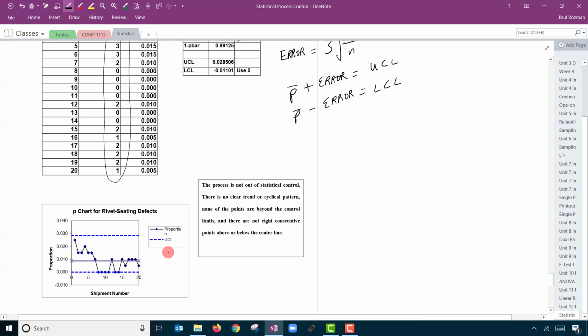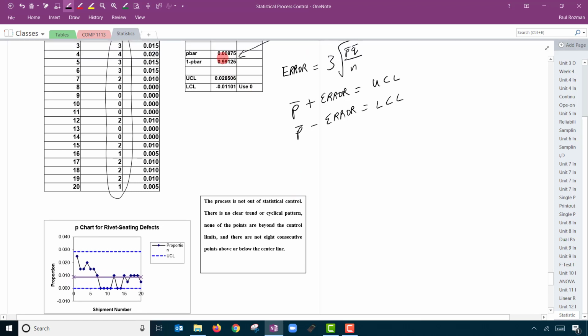So you see the proportions over time. You'll see our P bar. It's the purple. We saw what it was here. It was 0.008. So that's this line through here, the purple line. And then I plotted the upper control limit, which was 0.028. And the lower control limit, we had to set that to be 0.